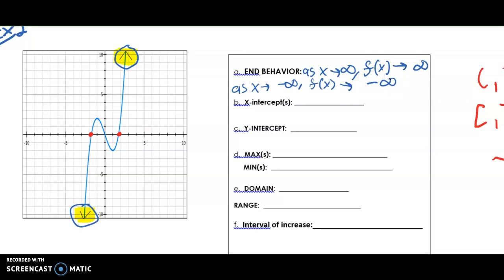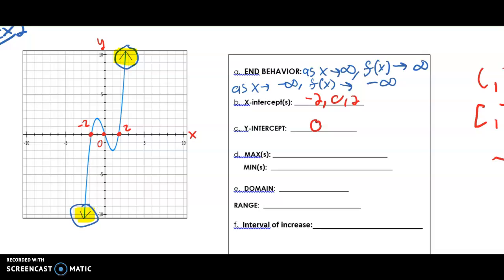All right. Next, I have x intercepts. I see these right here. Remember, we've got x-axis, y-axis. So I've got negative 2, 0, and positive 2. So we can write them just like that. For y-intercept, we're just going to leave it at 0. That's the only place it contacts the y-axis.